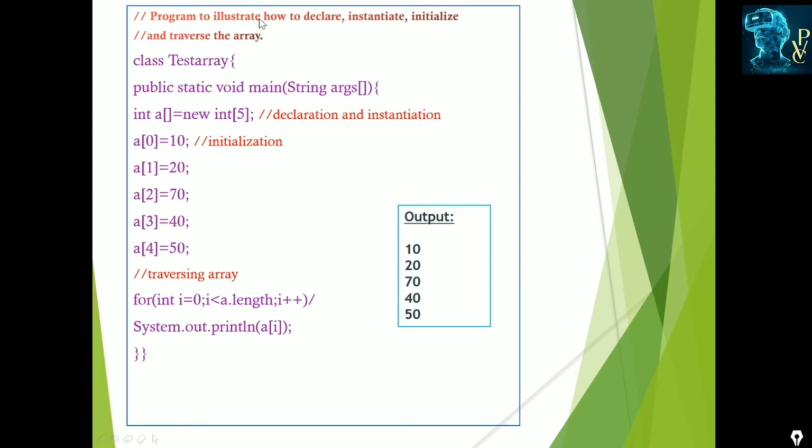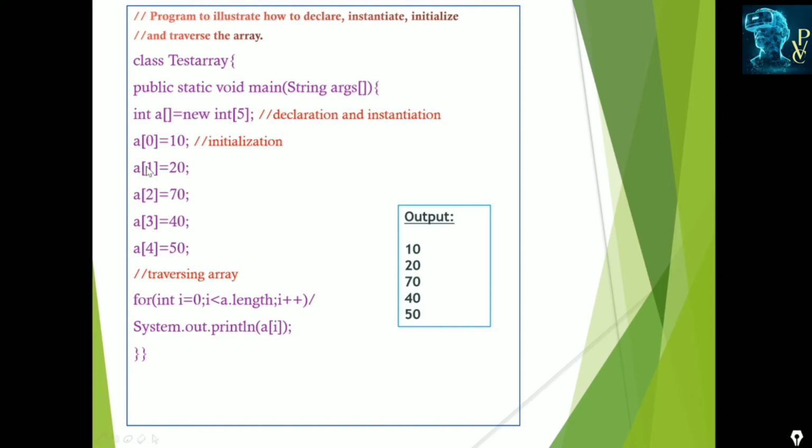And this is another program which is used to declare, instantiate, initialize and traverse the array. Initializing and traversing. This is the class and main method. We are declaring and initializing. Instantiation means allocating the memory. int a is equal to new int 5. So a is an array of integer type which is used to hold 5 different integer elements. So array indexes start from 0 to 5 minus 1, that is 4.